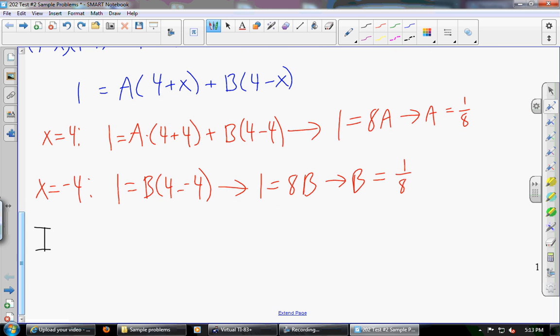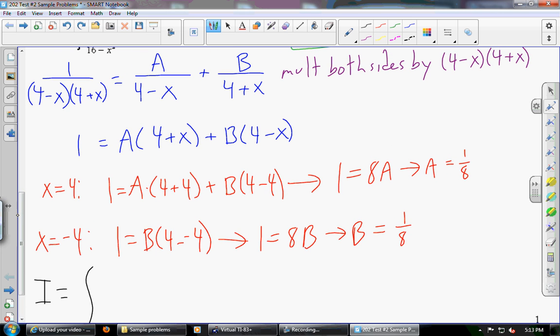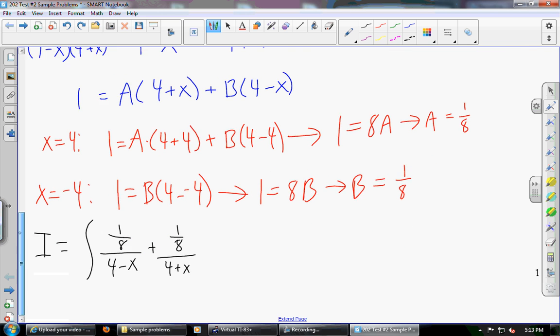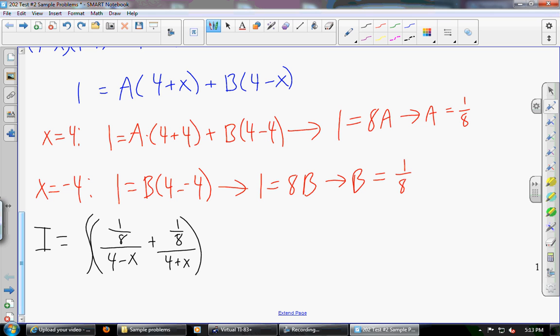So the original integral equals the integral of, so I guess I want to get it right on the top of the page there, a over 4 minus x. A was 1/8, divided by 4 minus x, plus b over 4 plus x. Also happens to be 1/8 over 4 plus x. We do need parentheses now because of the sum. Don't forget the dx.